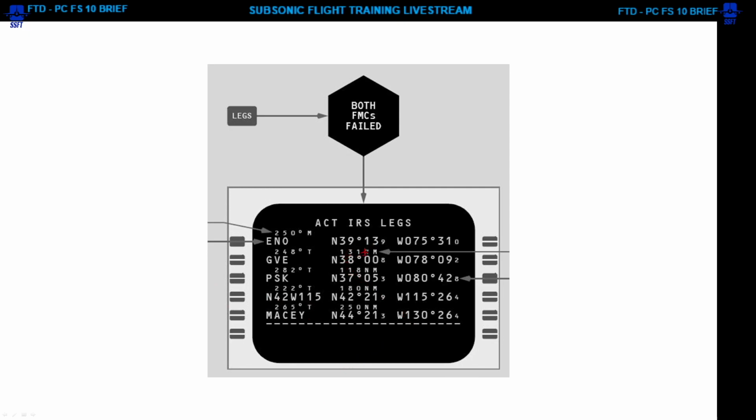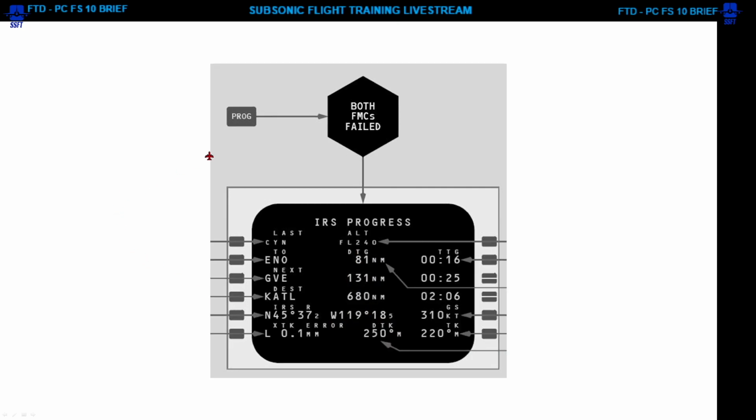And these are all the mileages between the waypoints. The progress page looks very similar to the normal progress page, except instead of ETAs, now you have time to go. Before, we had ETAs that would say when we're going to get there, referencing our time. Well, now we have time to go, so we'd have to add our time to that time to go to get when we're going to be there. So if the next waypoint is Golf Victor Echo, then we'd have to add 25 minutes to our current time to get the time we're going to get there.